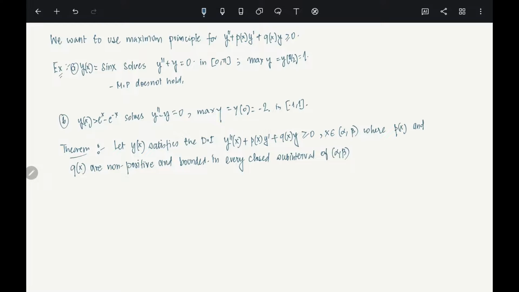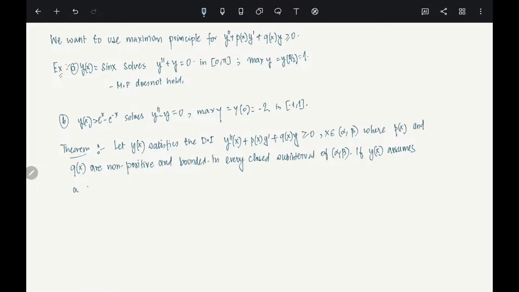Okay, so I mean you can change boundedness to continuity also. It is not a problem. Then this will work. Basically you just assume that p and q are continuous, but they are non-positive.